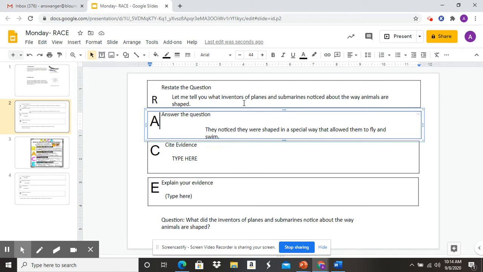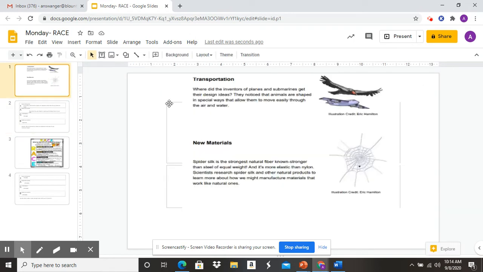Let me tell you what inventors of planes and submarines noticed about the way animals are shaped. They noticed they were shaped in a special way that allowed them to fly and swim. So I've restated, I've answered. Now I need to add my text evidence. So I need to find some evidence that supports they were shaped in a special way. Since this little section is really short, it's easy to find that. I notice right here that this sentence here supports my answer.